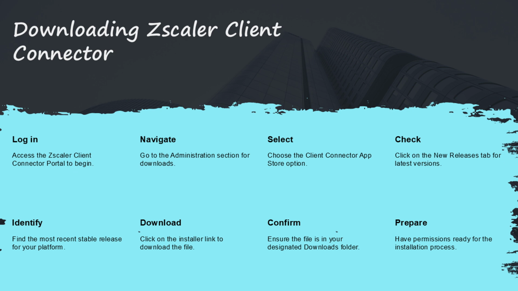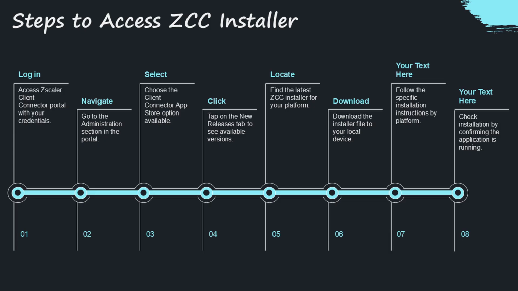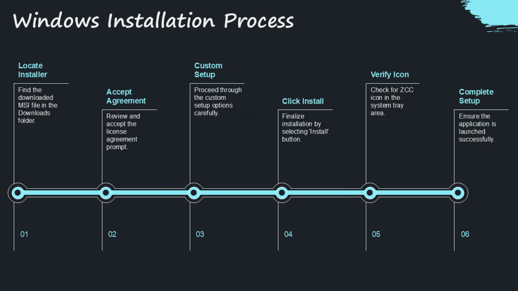Administrators can access the latest ZCC installers through the following steps. First, log into the Zscaler Client Connector portal. Next, navigate to the administration section, then select Client Connector App Store. After that, just click on the New Releases tab. The most recent stable release, which is currently version 4.6 as of early 2025, is typically listed right at the top of each platform section.